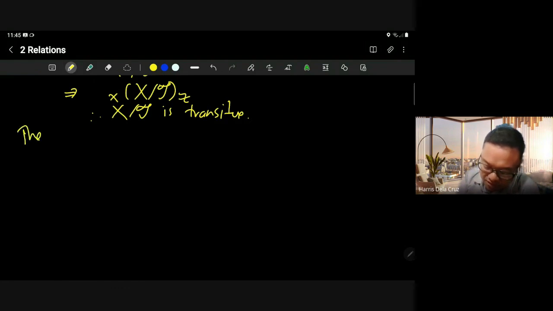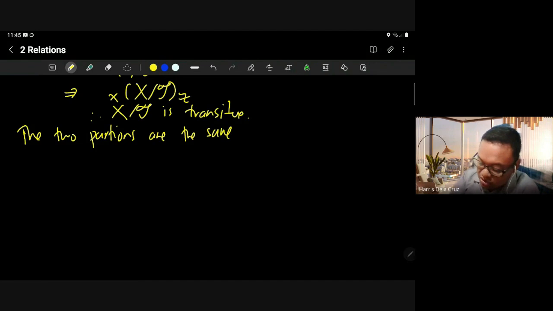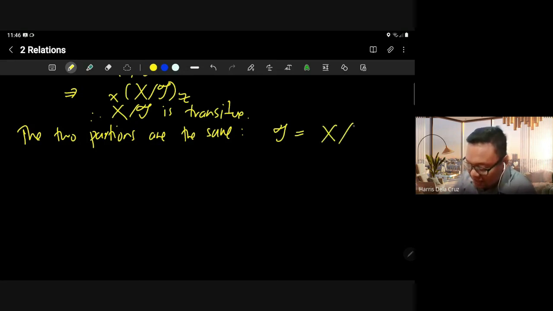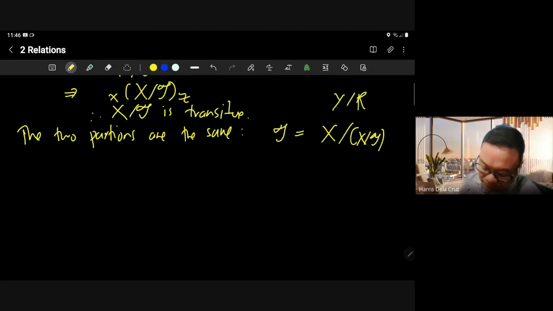So the second part, the two partitions are the same. Alin yung two partitions? Yung partition T, tsaka yung partition na in-induce. So equivalence classes induced by this relation. Yan. X over R yan, X over R. Equivalence classes.